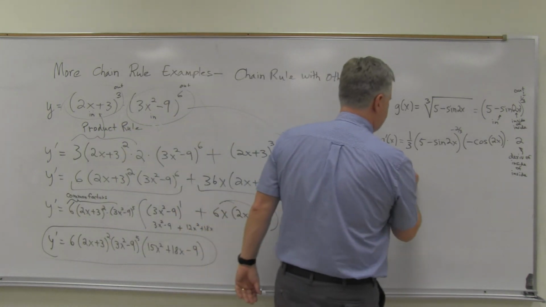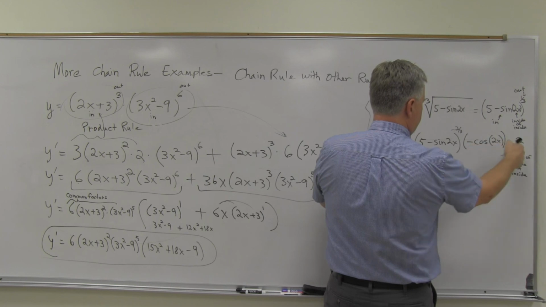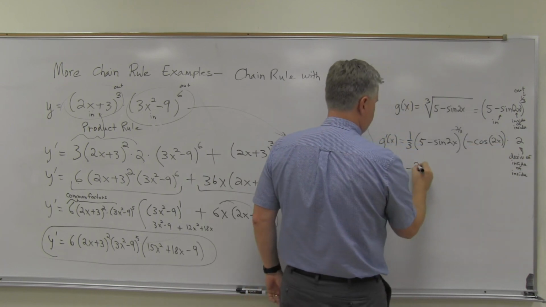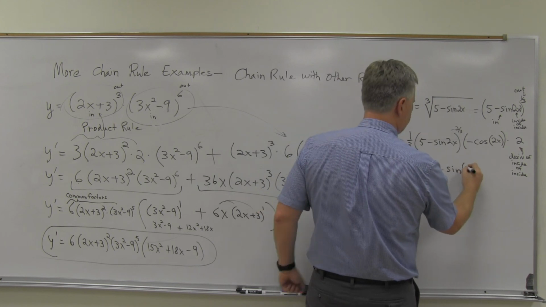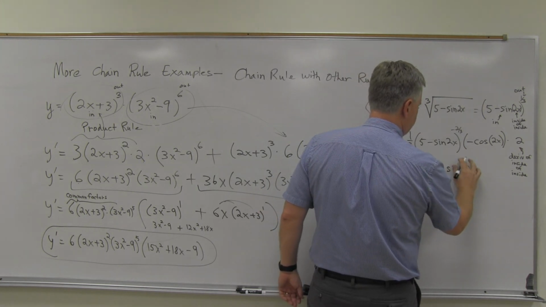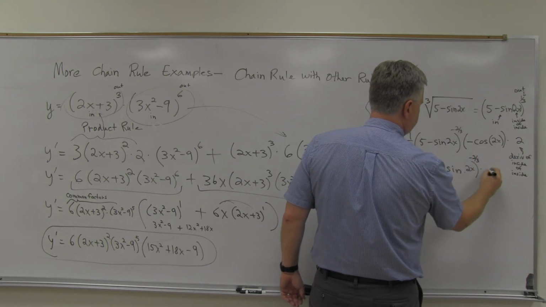Cleanup wise, let's see. I got a -1 and a 2 and a 1. Let's make that a -2/3. 5 minus sine of 2x, a -2/3 times just cosine of 2x.